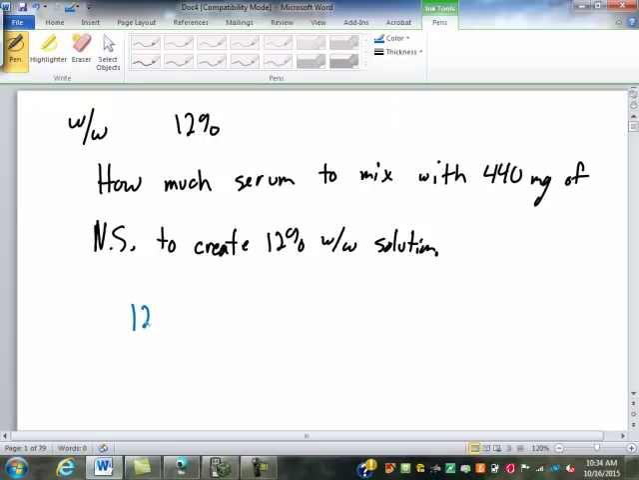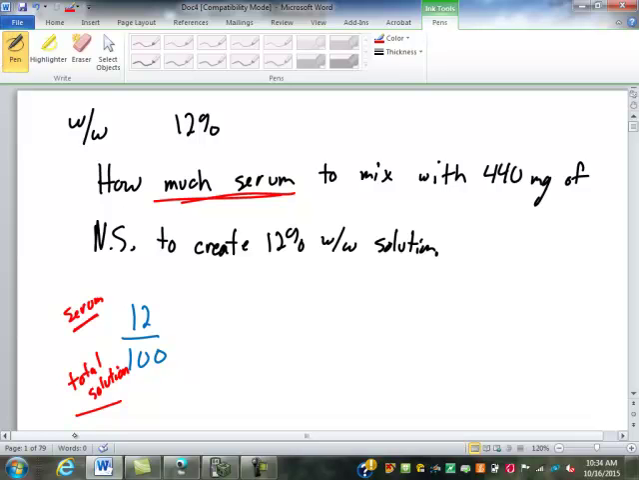However, here the 12%, 12 out of 100, what does the 12 represent? That's the amount of serum, or the amount of the medication. The 100 represents the total solution. Very similar to the dilution ratios that we talked about 2 weeks ago. Well, do we know the amount of serum? No, we're looking for the amount of serum. Do we know the total solution? No, we don't. But a percent is still a ratio, just like a dilution ratio was.